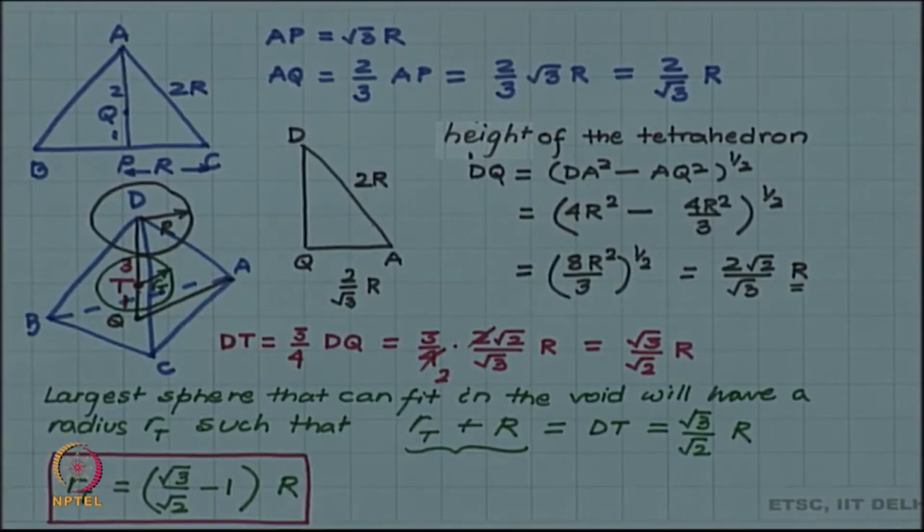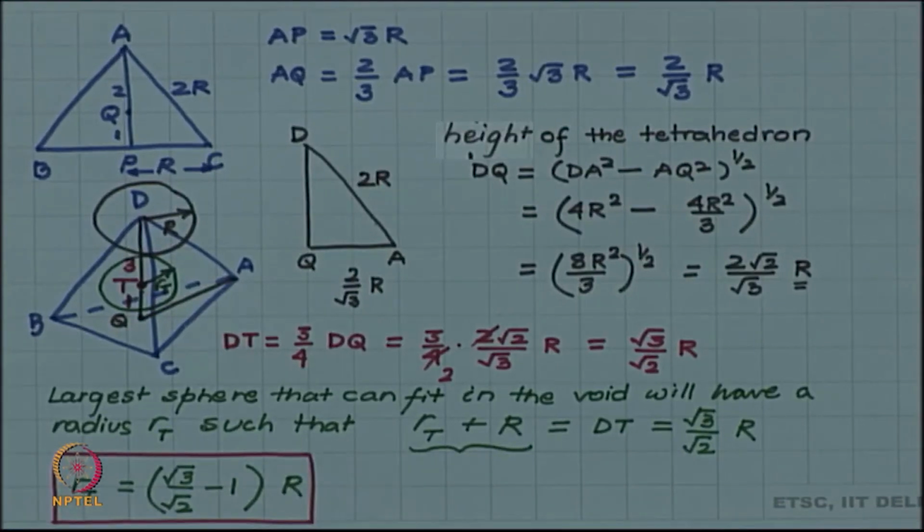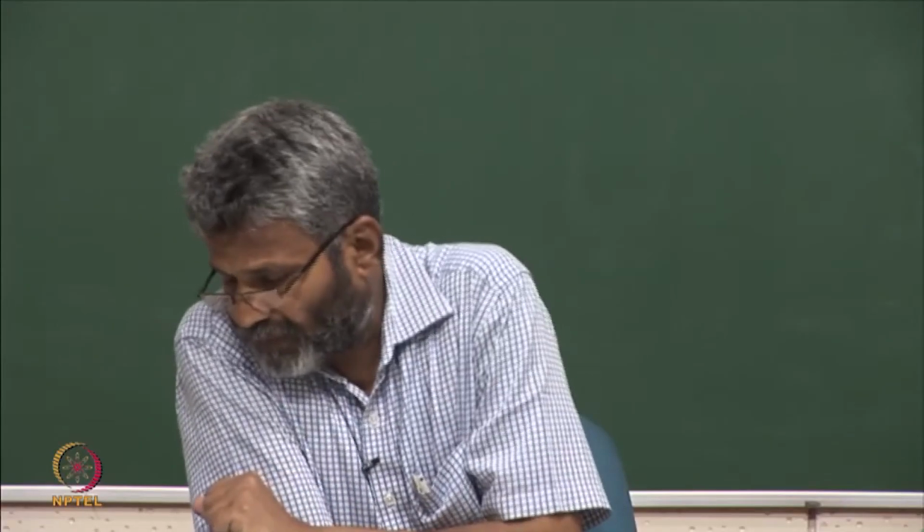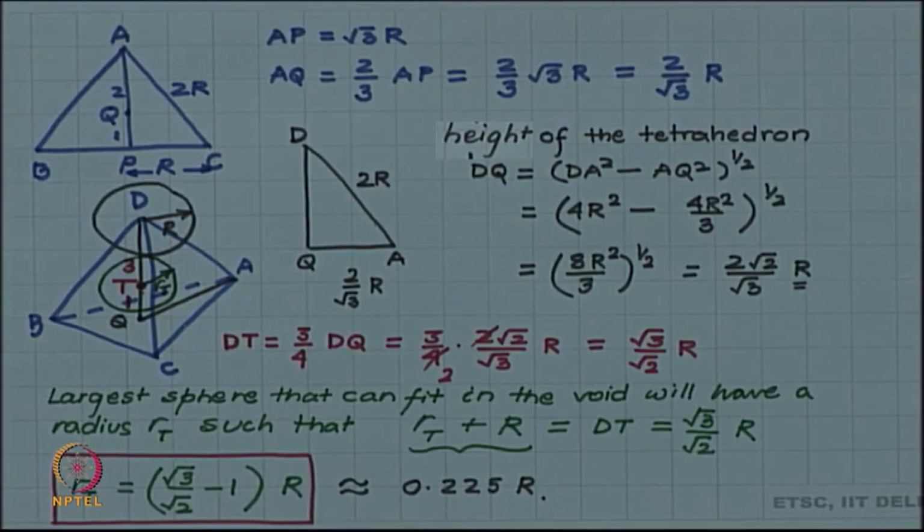If we solve this numerically, we find that this is approximately equal to 0.22 R. So, the sphere which can fit into a tetrahedral void without disturbing the surrounding spheres will at the most have 22.5% of the radius of the outer spheres defining the void. So, this is what we mean by the phrase size of the tetrahedral void.